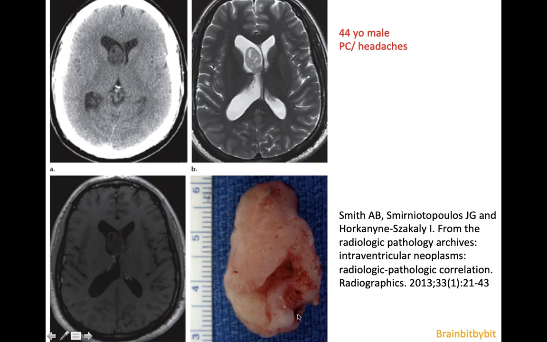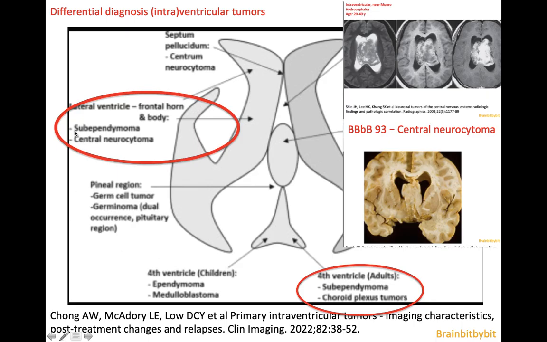The tumor is not encapsulated, but it's a very firm tumor, and from a radiological point of view, the differential diagnosis would be a subependymoma, as in this case, or a central neurocytoma that we discussed in the previous video. And central neurocytomas occur in patients between 20 and 40 years, but they enhance more vividly, and they have a close relationship to the septum.